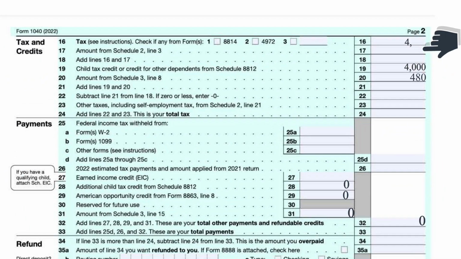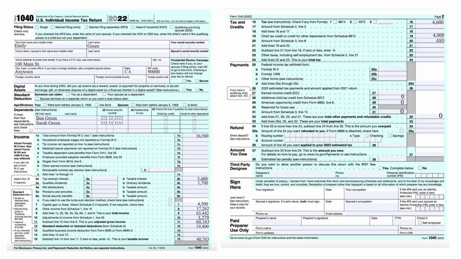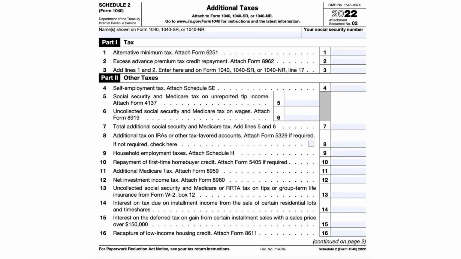Line 17 is for Schedule 2, line 3. Going to Schedule 2, we see that the total from Part 1 is the amount that will be entered on Form 1040, line 17. Line 1 of Schedule 2 is for the alternative minimum tax, which is designed to keep wealthy taxpayers from using loopholes to avoid paying taxes.